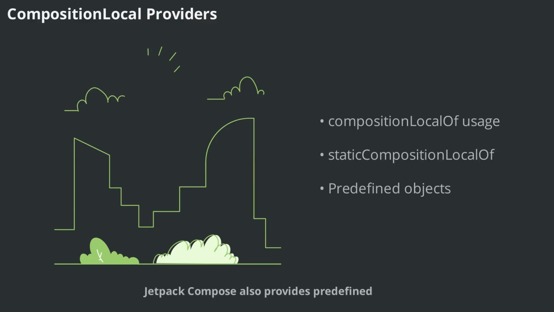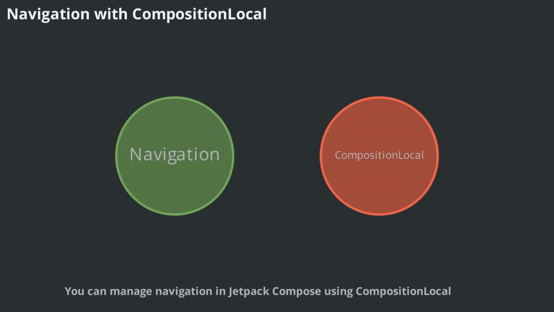Jetpack Compose also provides predefined composition local objects for common scenarios. You can manage navigation in Jetpack Compose using composition local. By providing navigation-related data through composition local, you enable composables to access navigation functions and state without passing them explicitly.